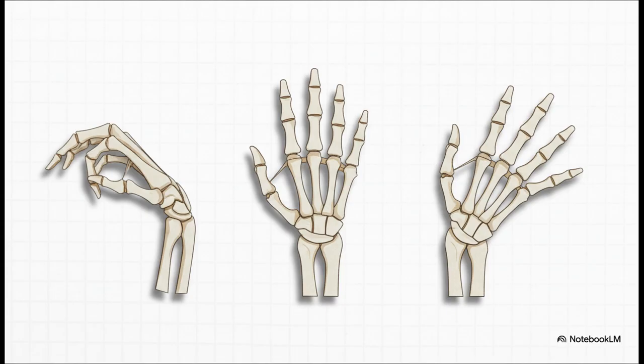Then there's the classic MCP ulnar deviation. You'll literally see the fingers drifting away towards the ulna at the knuckles. It's a dead giveaway of joint destruction.